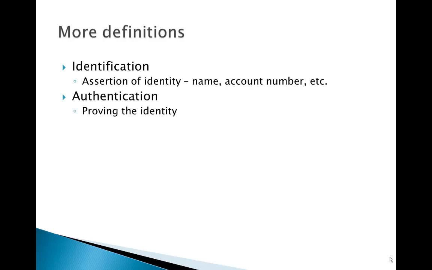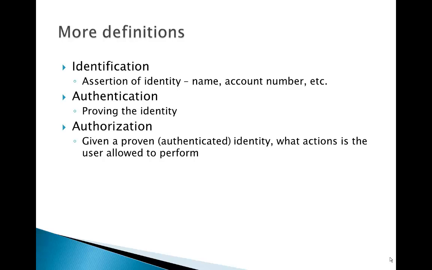Authentication is what you need to do to prove the identity. I can assert the identity of anyone or anything I wish, but to get any further, I need to prove that I am in fact that entity. Authorization. Given a proven authenticated identity, what actions is the user allowed to perform? What can you do once the system to which you've authenticated knows who you are?